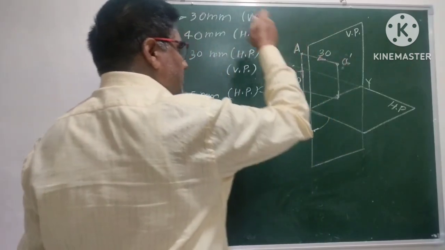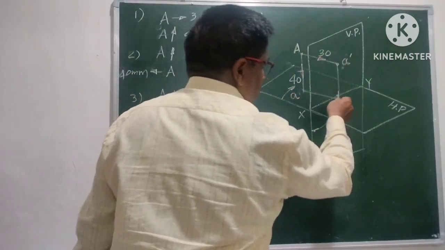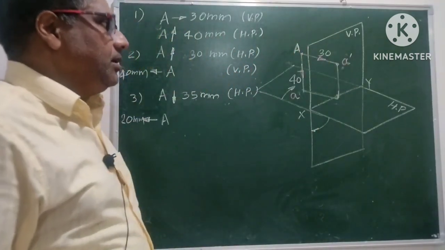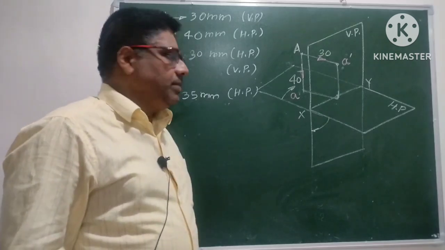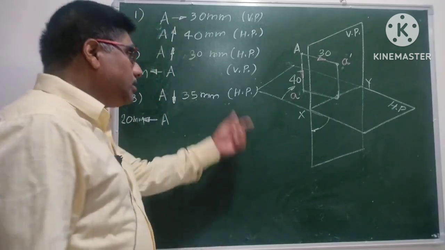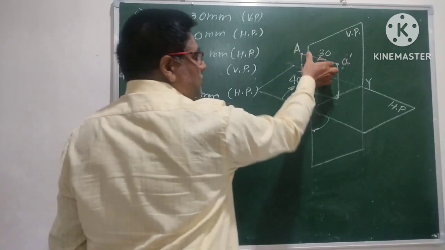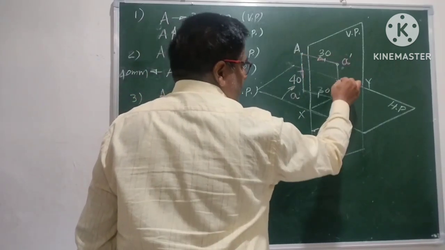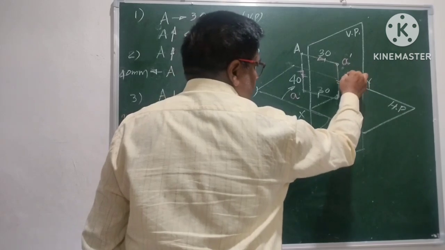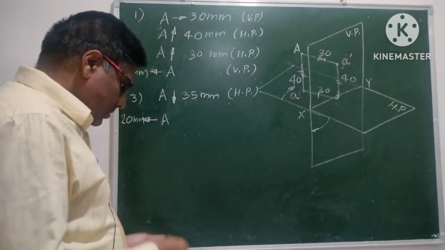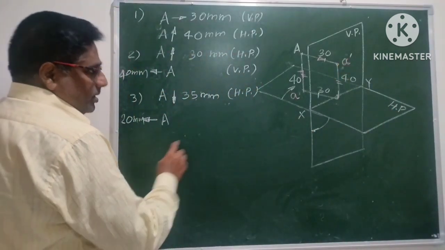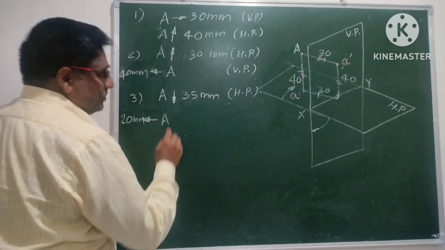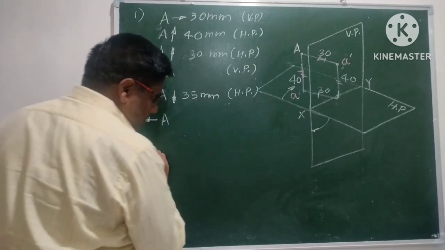rectangle or parallelogram, whatever, parallelogram. These two distances are the same, and these two distances are the same. Now let us try to draw projections of this point for problem number 2.